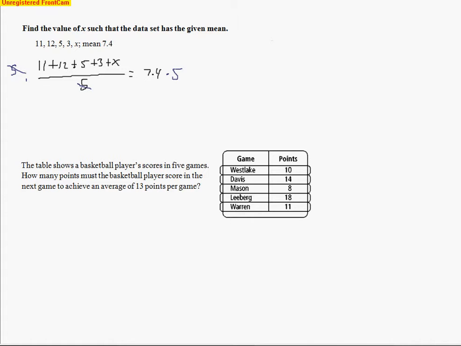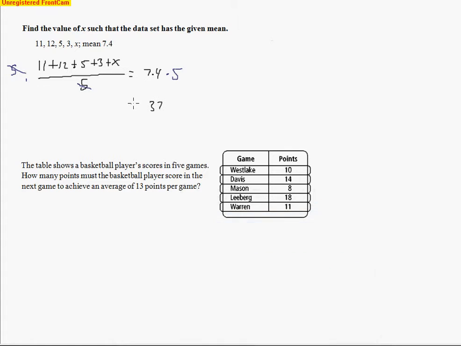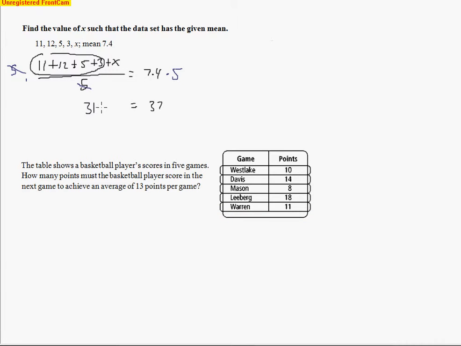So when I do that, I end up with the 7 4/10 times 5, and that gives me 37. So now I have 37 equals. Now I'm going to sum all of these digits here. So here I have 11 plus 12 plus 5 plus 3. So I can see all those digits I added there makes 31. So I have 31 plus x equals 37. So when I go ahead and subtract the 31 from both sides, it's going to give me the missing value to make 7.4 the mean, and that is 6.